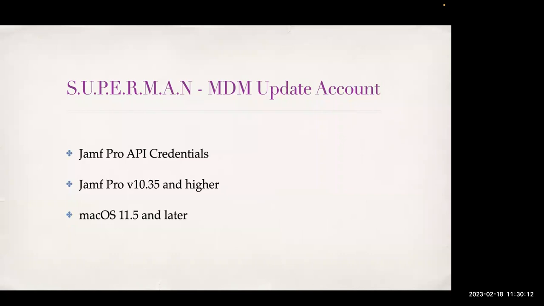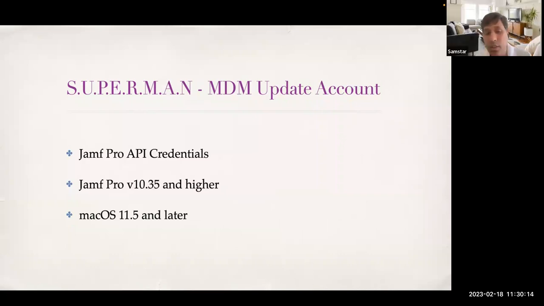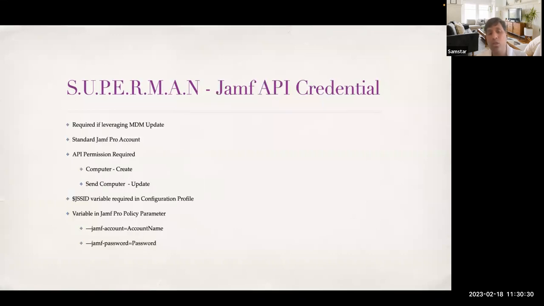The last option is you can use an MDM update account. You can use a Jamf Pro API credential to trigger a software update. This will work only if your Jamf Pro is on version 10.35 and higher, and your macOS is 11.5 and higher. So if you are going to provide an API credential to the Superman script, then you need to create a standard Jamf Pro account. This is not an AD account or user account.